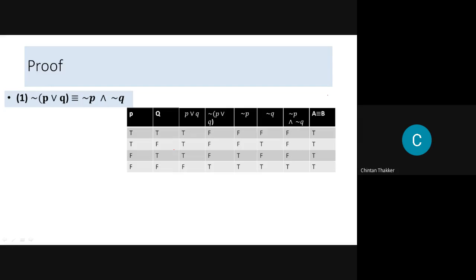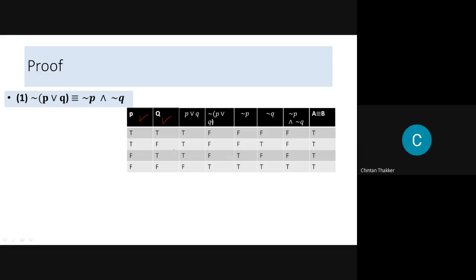So we have this table: P, then Q, then P or Q. In P or Q, when both are false, we have false. Otherwise, we have true. When both are true, then true. If any one is true, we have true here. Okay, so we got T, T, T, F.